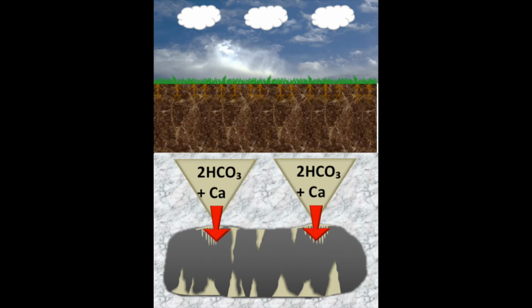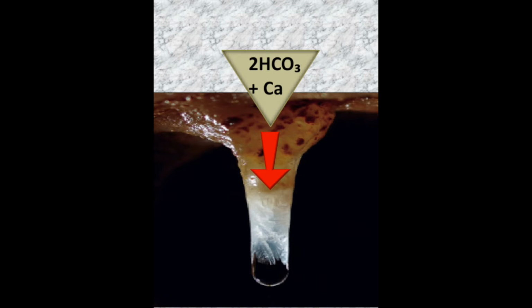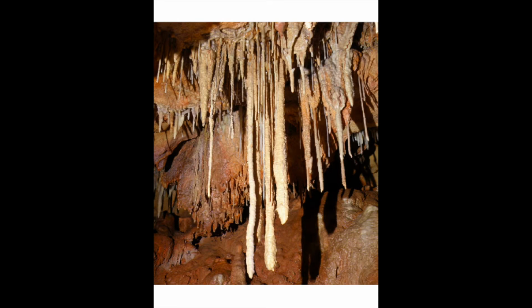This calcium-rich solution moves through the bedrock to the roof of the cave. As the solution enters the cave, the carbon dioxide is removed and a layer of calcite is deposited. It is the buildup of these calcite layers that forms the stalactites you see here.